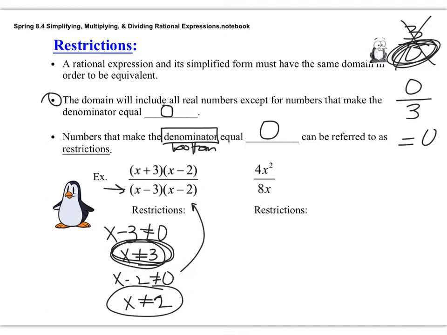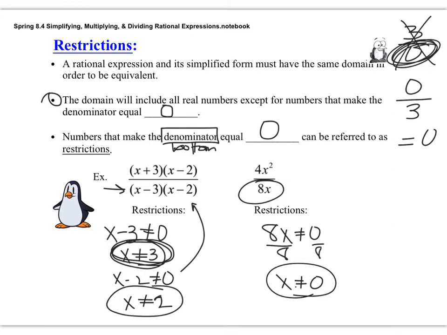All right, on the next problem, 8x is on the denominator. Well, whatever your denominator is, 8x cannot equal 0. So solving this one, we would know then that x cannot equal 0. So in order to find your restrictions, which I will ask you to do on every problem, you just take whatever is in your denominator, set it equal to 0, or in other words, set it not equal to 0, solve that, and then you'll see what x is not allowed to equal.